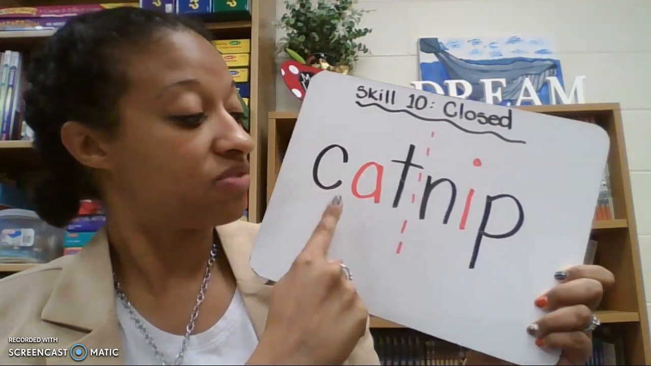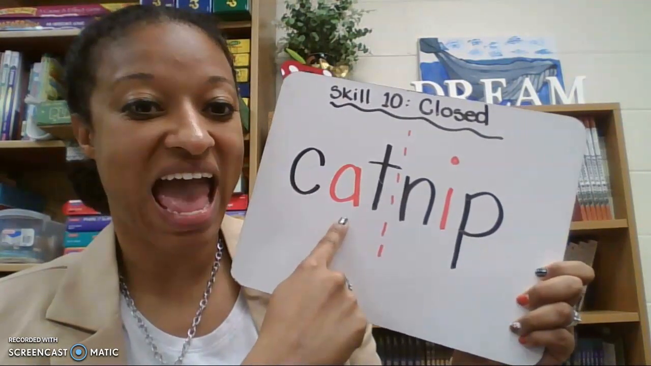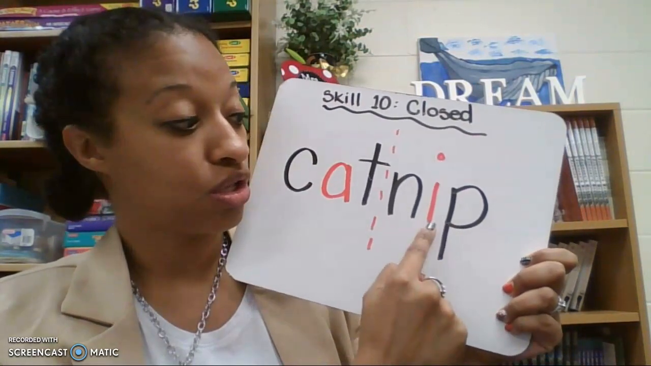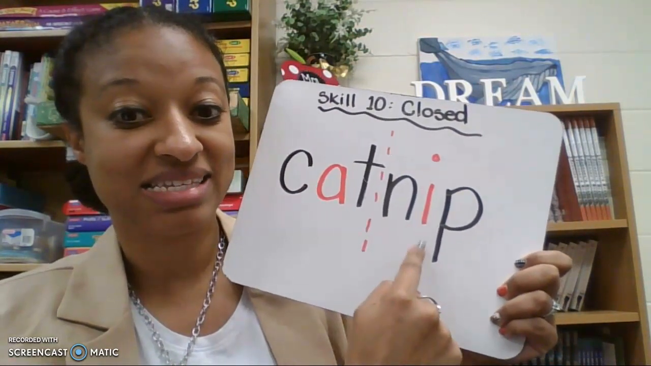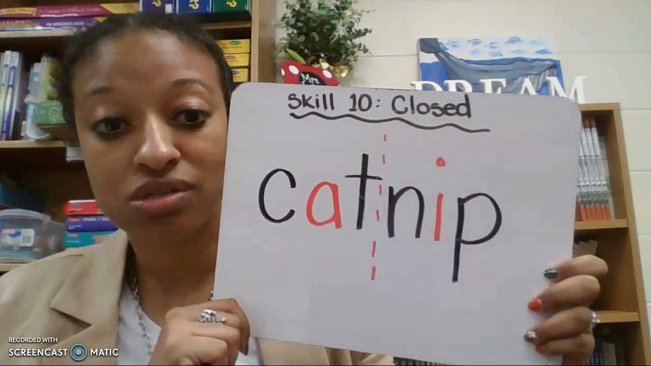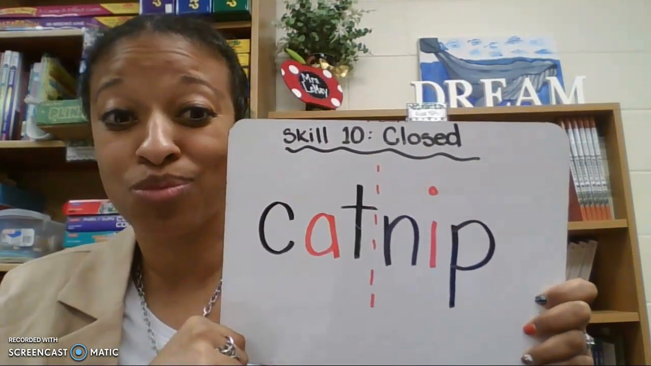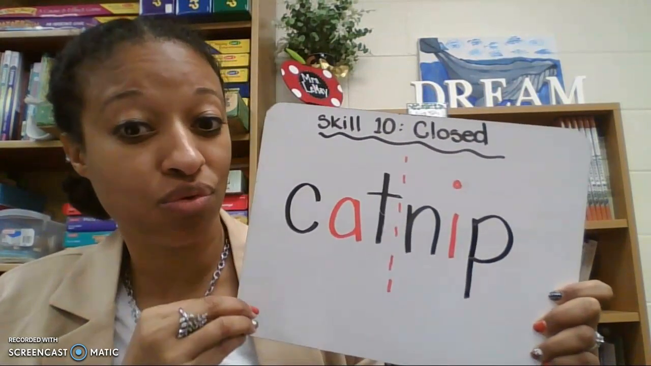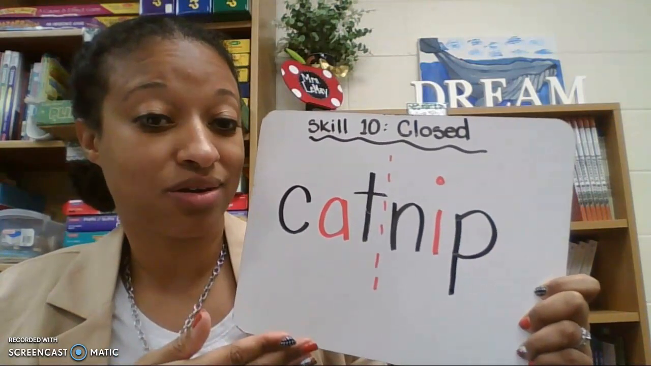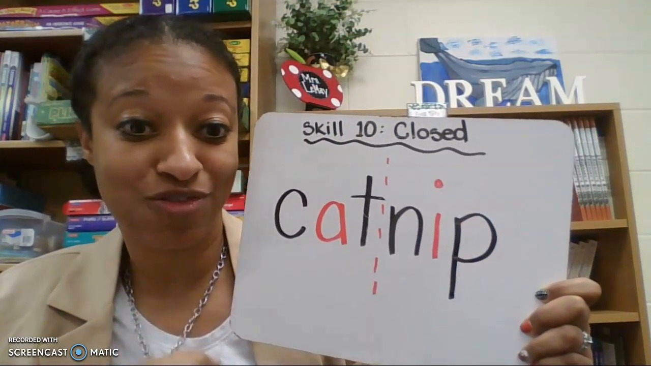Every time it is closed, the vowel makes the short vowel sound, ah. So we know that this is cat. The I is also closed in by the P. This is I, nip, whole word, cat, nip. So that is closed syllable words, and closed syllable words make up almost half of the English language. So if you know the rules for a closed syllable word and you know what sound it makes, you'll be able to decode at least half of the English language. There you go. That was skill 10.